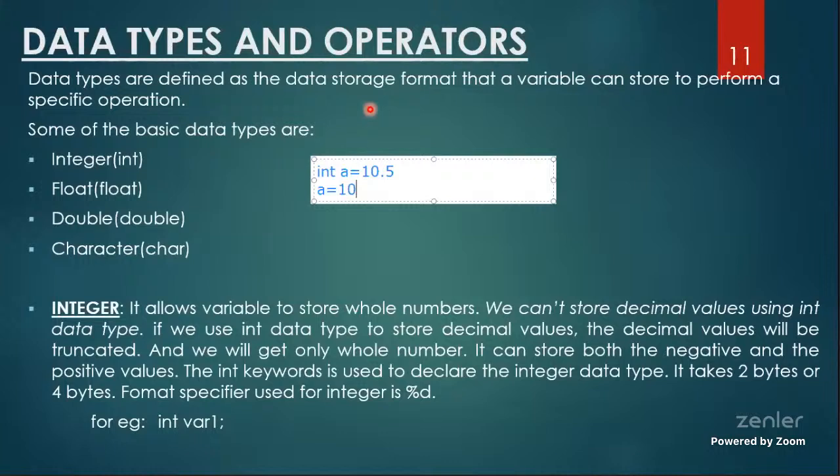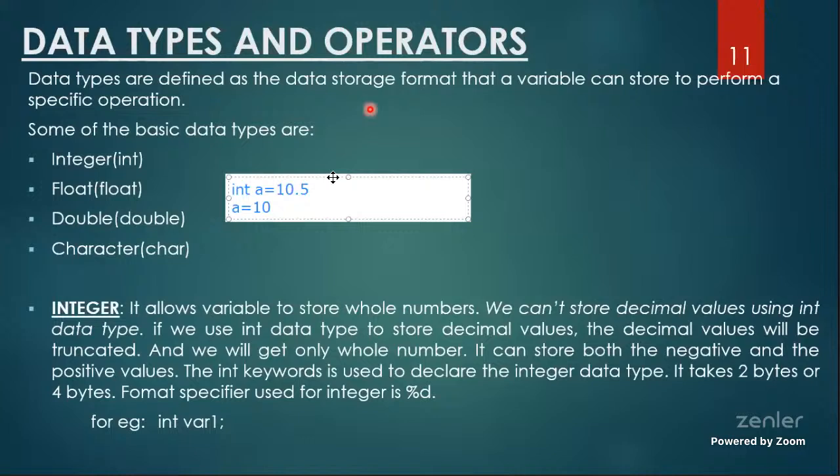If you want to store this value, then you have to go for float. Okay, it will cut. Yes, Abhishek. So now the decimal values will be truncated and we will get only whole numbers. So that it can store only whole numbers. It can store both the negative and the positive values. No matter whether you are storing a negative value or a positive value, but it will take only whole numbers.